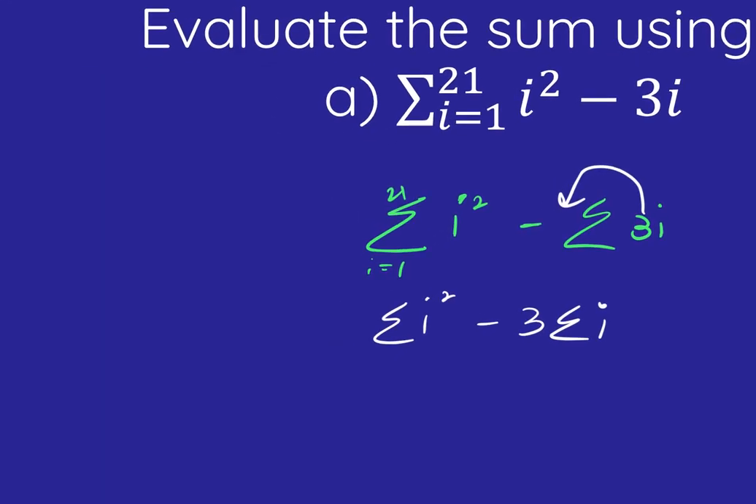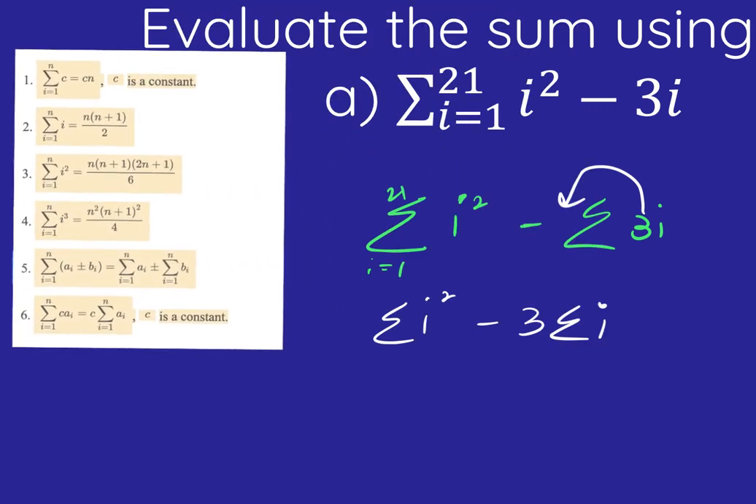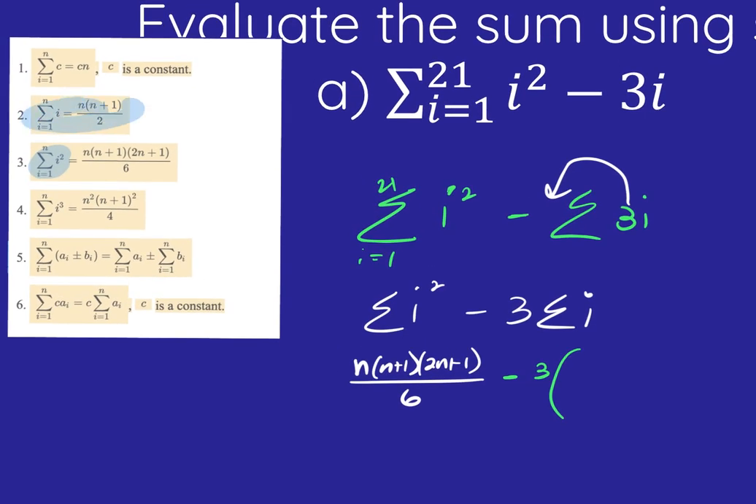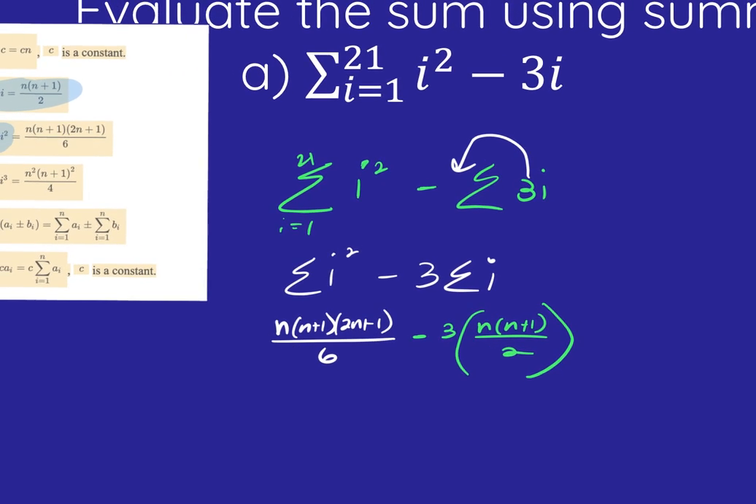Now, again, I'll bring in our formulas, because for the i squared we're going to use the i squared formula, and we're going to use the i formula. The i squared is n times n plus 1 times 2n plus 1 over 6, minus 3 times the n, or the i, which is n times n plus 1 over 2. And what's our n this time? 21. So this is 21 times 21 plus 1 times 2 times 21 plus 1, all over 6.